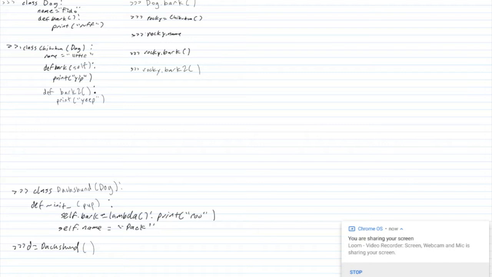And so here we have the dog class being defined with the class variable name and the function bark, or method. We also have the Chihuahua class being defined, and we see that it inherits from the dog class. So let's just take this line by line.